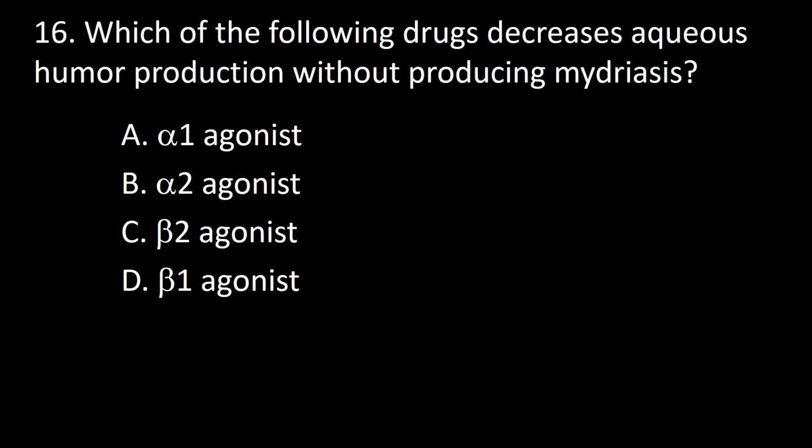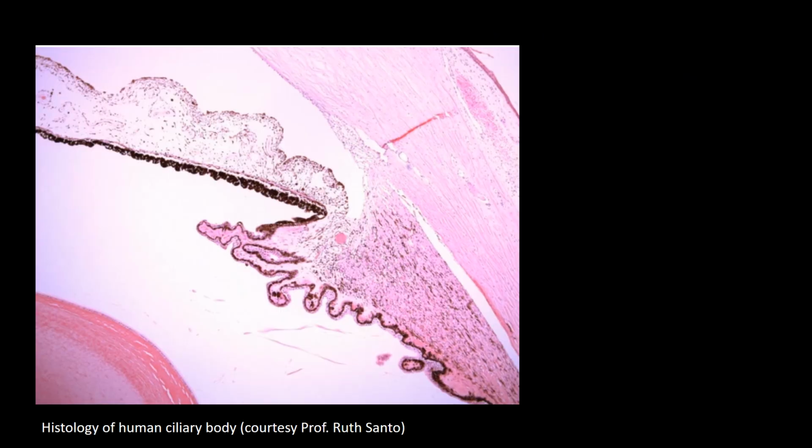Next question. Which of the following drugs decreases aqueous humor production without producing mydriasis? A. Alpha-1 agonist, B. Alpha-2 agonist, C. B2 agonist, D. B1 agonist. This is a histological representation of the human ciliary body. The ciliary body contains muscles and epithelium. The epithelium is of two types, pigmented and non-pigmented epithelium.